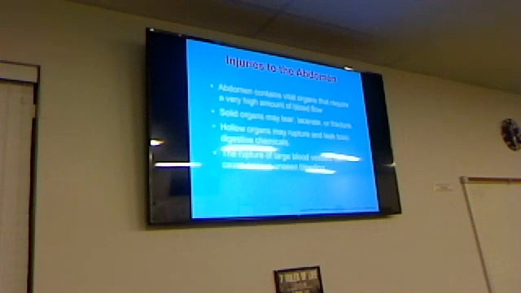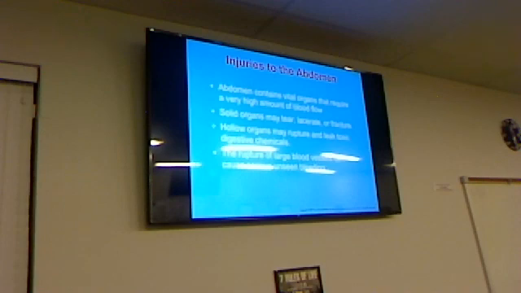So some of the most common solid organ injuries are going to be to the liver and the spleen. So you get a splenic laceration or a liver lac, those things can bleed significantly. You can have a patient bleed out on you.